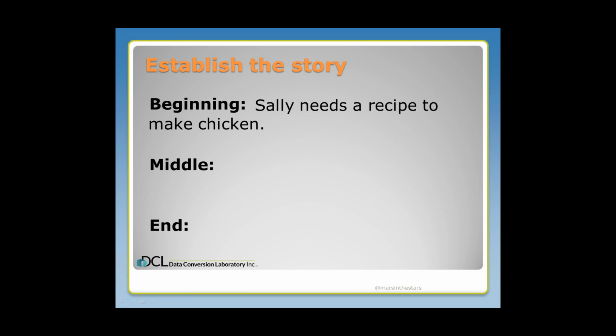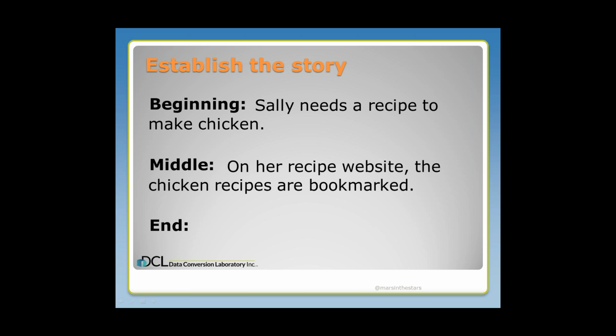They've had a tough relationship in the past, and her mother told her that she liked cooking, and she told her mother-in-law that she was also excited about cooking, and so the stakes are high. So in the middle, Sally goes online to her recipe website, this community that we're creating, and since I know that she's nervous about using sites correctly, I added in that the chicken recipes will be bookmarked. This is a requirement. This is a functional piece that I want to make sure that we include.